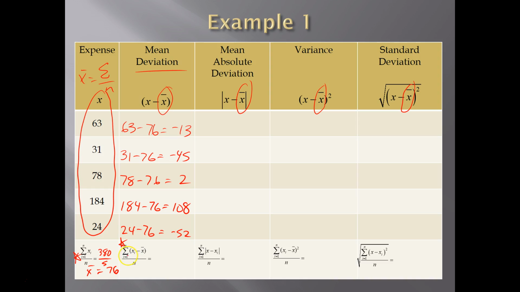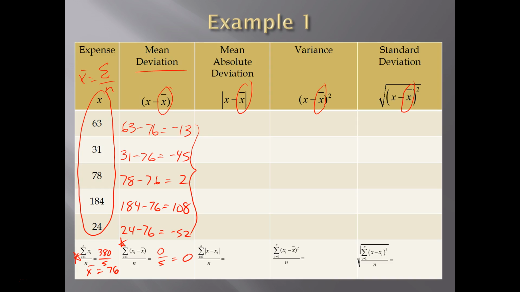It wants you to find the sum of the x minus x bars. So in other words, you've got to add all of these together. So your numerator, we're going to add these mean deviations. So let's add these deviations. We're going to add negative 13 plus negative 45 plus 2 plus 108 plus negative 52. If you put these together right now and add those into a calculator, you're going to get 0. And you divide by your n, 5, and you get 0. Now the mean deviation should always be 0.